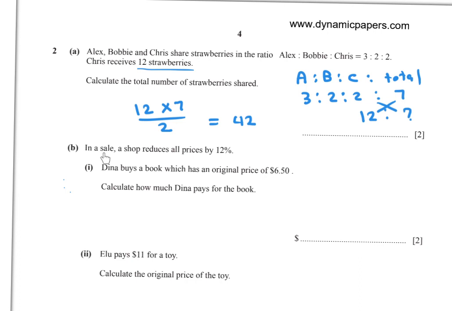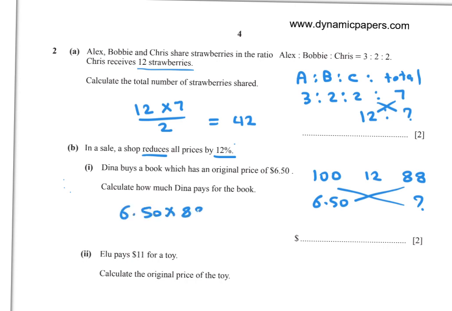Now for B. In a sale, a shop reduces all prices by 12%. Dina buys a book which has an original price of $6.50. Calculate how much Dina pays for the book. So I need the sale price. Reduced by 12% means it was 100 and decreased by 12 becomes 88. So the original price is 6.50. We can use cross multiply: 6.50 times 88 divided by 100. Or you can use the multiplier method. 5.72.